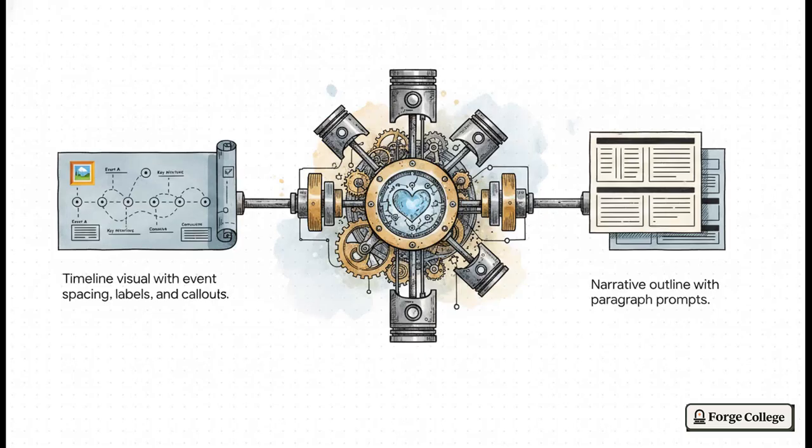So the crucial point is this: whether you choose a highly visual timeline file with event spacing and callouts, or a structured narrative outline document with paragraph prompts and anchor quotes, the argumentative chronological flow must be crystal clear. The format is just the vehicle. The chronological argument, that's the engine driving it forward.